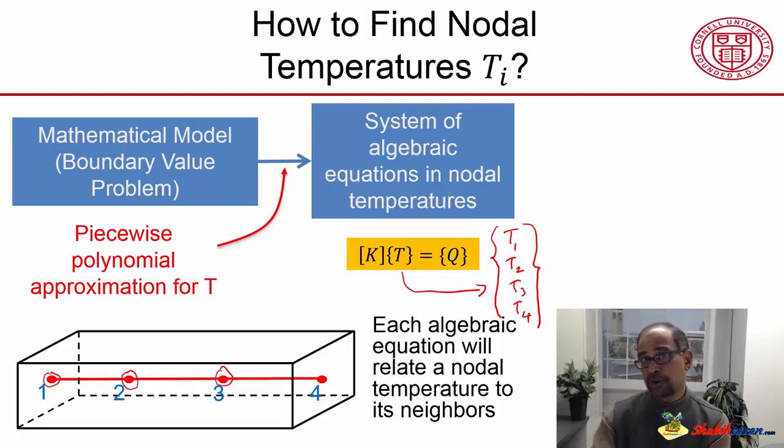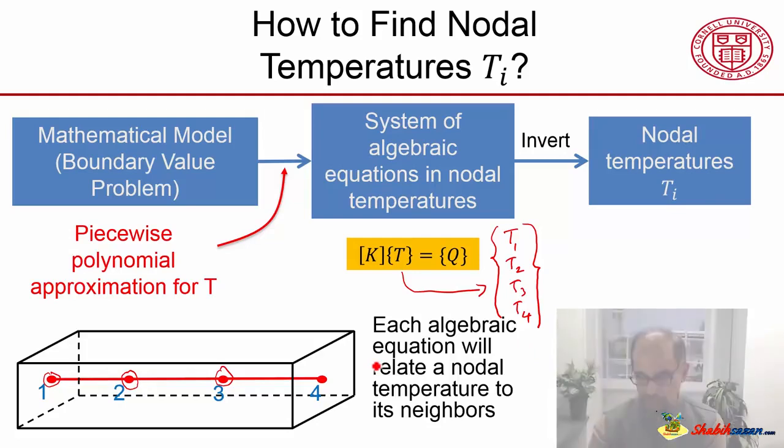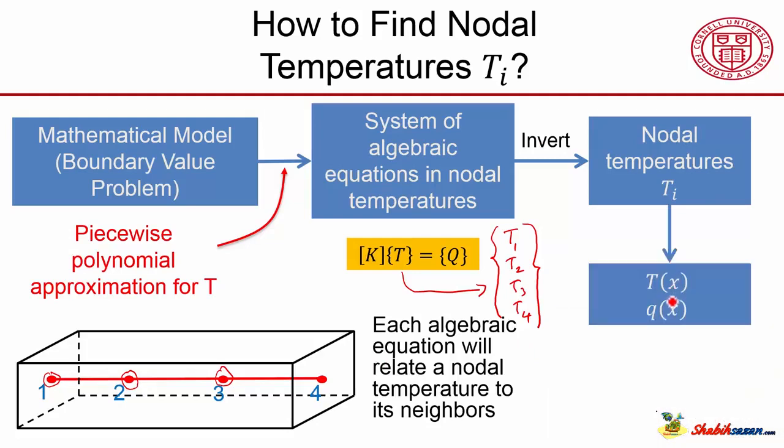And then, so we have a system of linear equations. We can solve that. That is a matrix inversion problem. So we'll invert that system of linear algebraic equations, and we'll get our nodal temperatures. Okay? That is our selected variables at selected points. And once we know the nodal temperatures, we can derive everything else from those 4 nodal temperatures through post-processing.